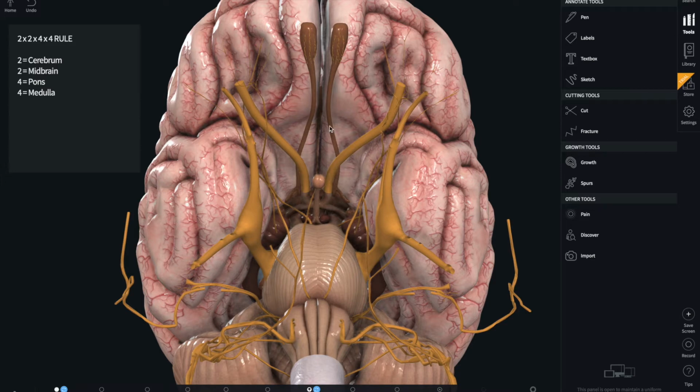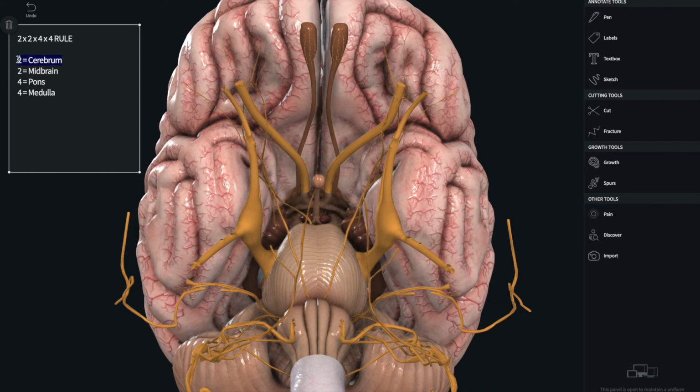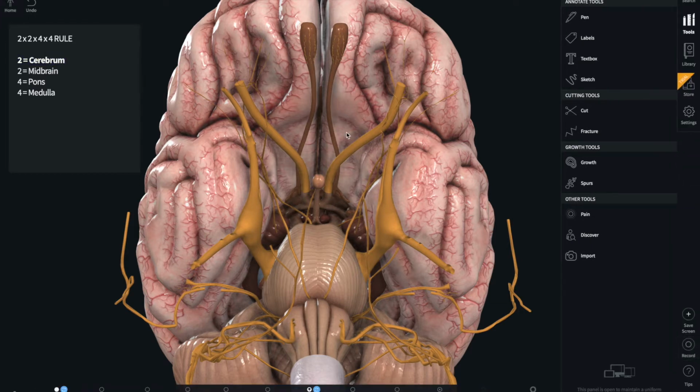So they're our two coming from the cerebrum. We can see how 1 and 2 come off the cerebrum, so we can go ahead and say that we've done those two. Moving on from that, we now have the next two coming from the midbrain area.